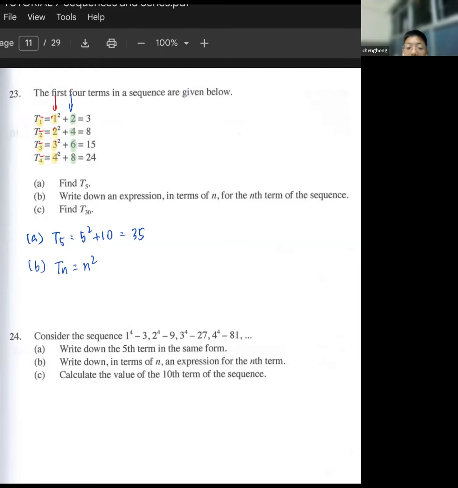Like you say, Tn is n plus n. See, this one is the part. So just now you say 2 is 1 plus 1, 4 is 2 plus 2, 6 is 3 plus 3, 8 is 4 plus 4. So when it comes here, it should be 2n. 2n, yeah. That's it.